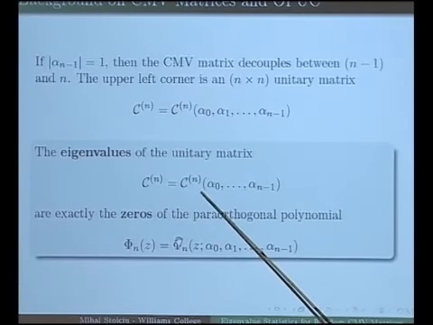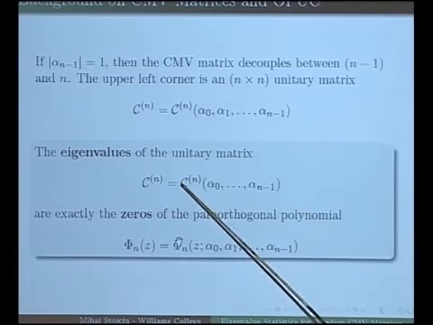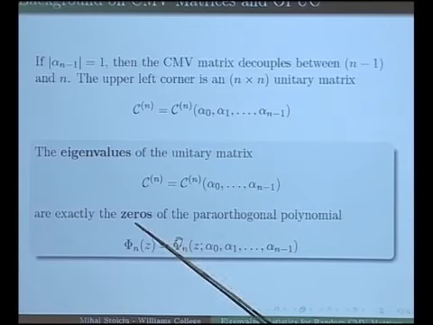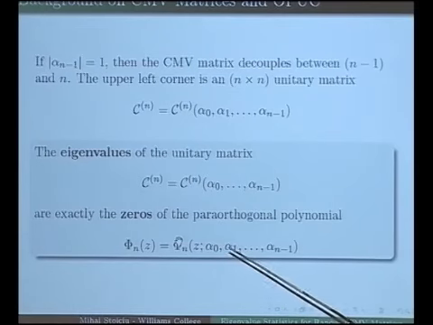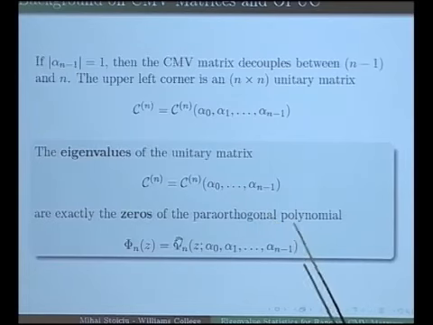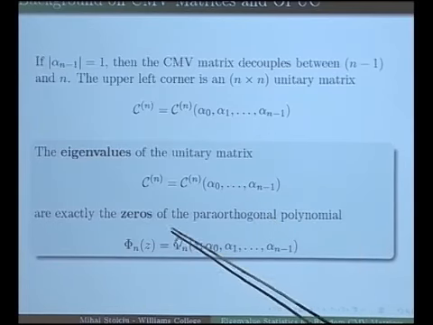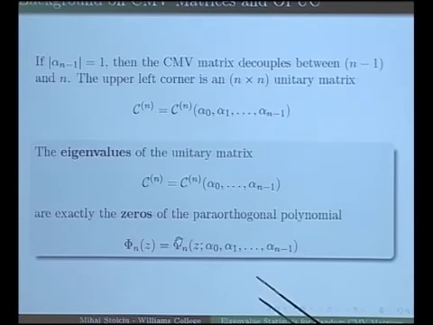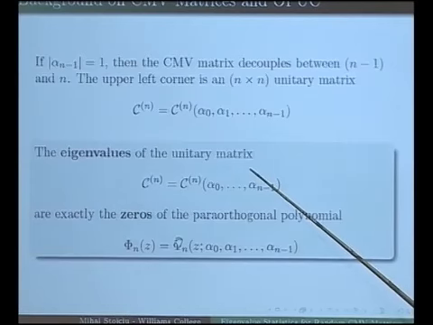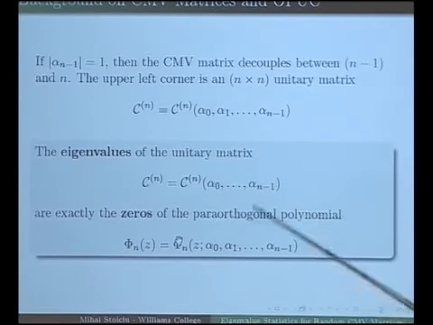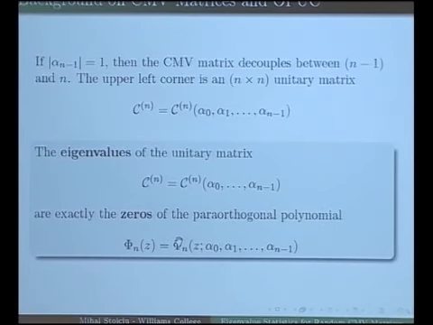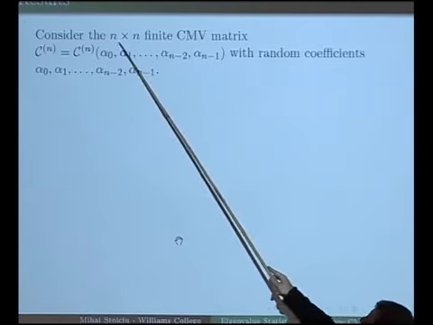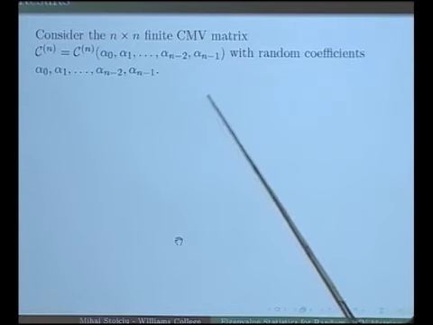And so the nice result, and this is probably the key to many of the results that we get, is the fact that if we study this n by n unitary matrix and we're interested in its spectral theory, the eigenvalues of this matrix are exactly the zeros of these para-orthogonal polynomials. This result is the key connection between approximation theory, the theory of orthogonal polynomials and zeros of orthogonal polynomials, with a huge literature in the field, and spectral theory. And this allows us to derive results.